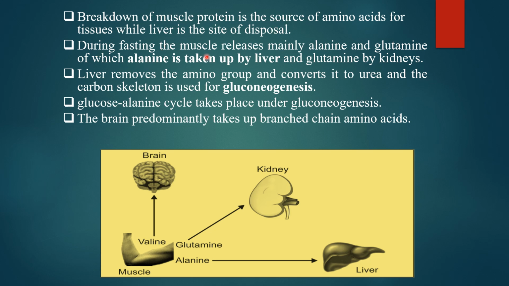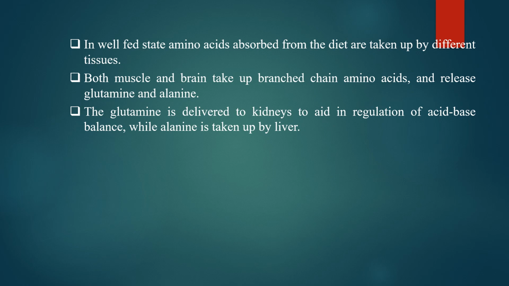So during fasting, the muscles release mainly alanine and glutamine, out of which alanine is taken up by the liver and glutamine by the kidneys. The liver removes the amino group and converts it to urea, and the carbon skeleton is used for gluconeogenesis. The glucose-alanine cycle takes place under gluconeogenesis, as I already explained. The brain predominantly takes up branched-chain amino acids.